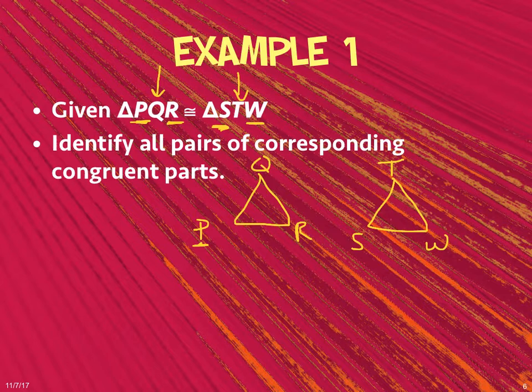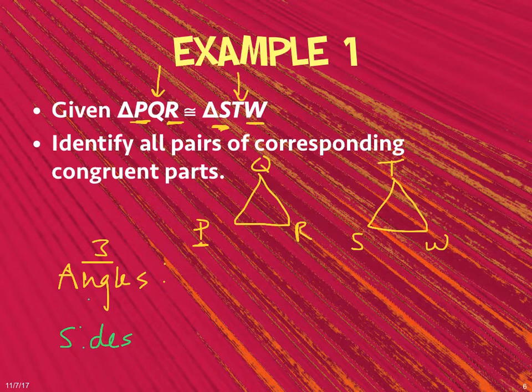Now we have to name all of the congruent angles and the congruent sides of these two triangles. So we know that we're going to have 3 congruent angles and 3 congruent sides. So let's start with the angles.